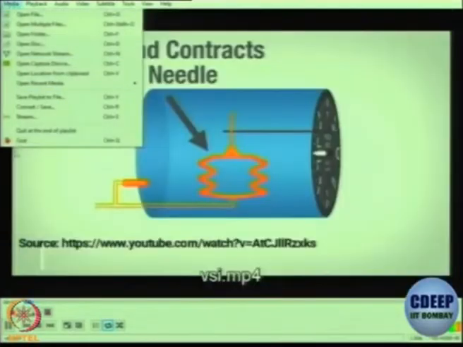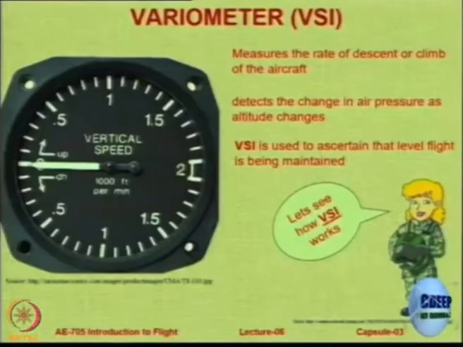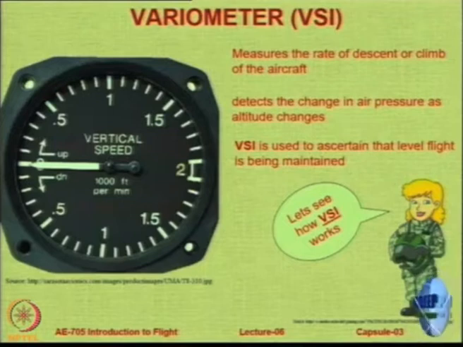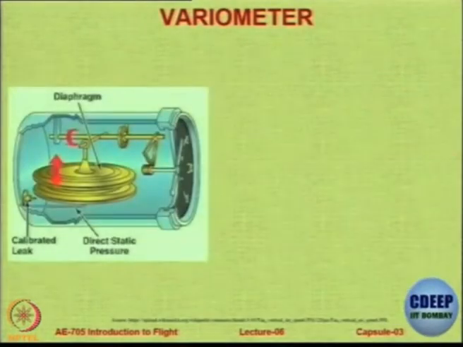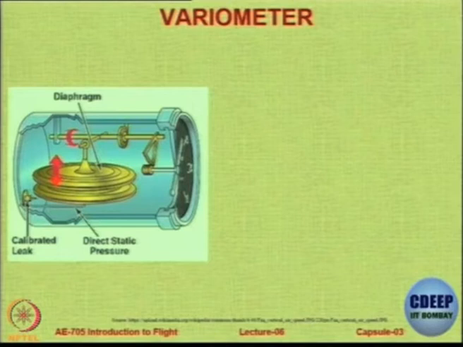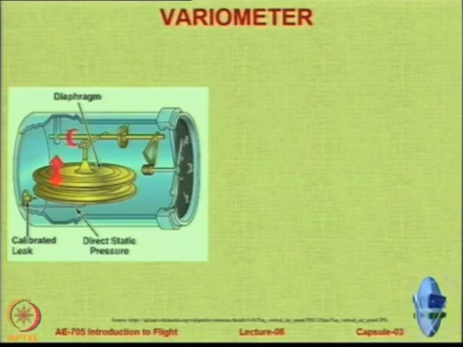The diaphragm expands. So we have seen it a couple of times. So, you have this calibrated leak which is allowing you. In this particular figure, it is the same instrument, but in this case the aneroid barometer is mounted vertically. That does not make any difference.